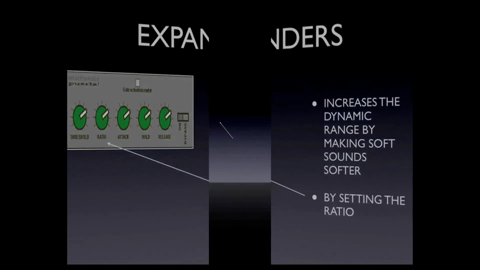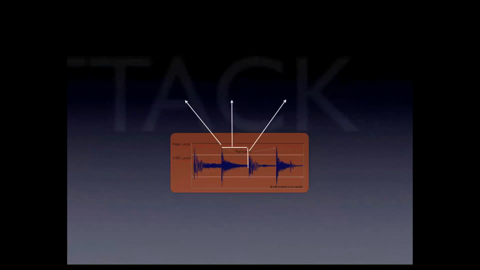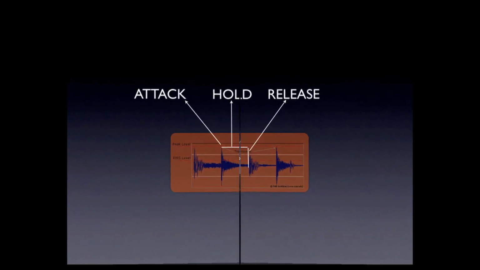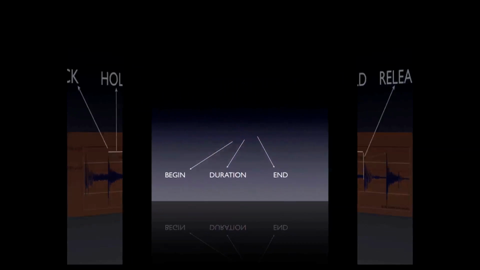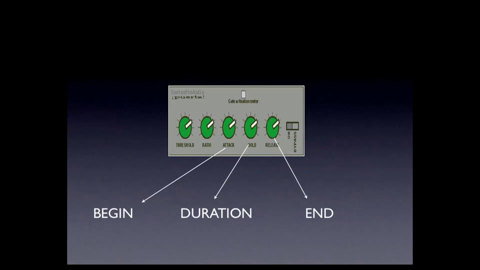Expander, setting the ratio, increases the dynamic range by making soft sounds softer. Other parameters that assist in fine-tuning the gate are the attack, hold, and the release. On the hardware or plug-in, it would look something like this.